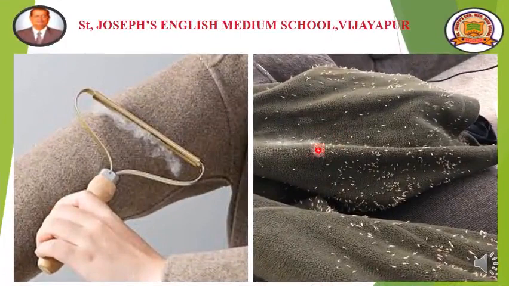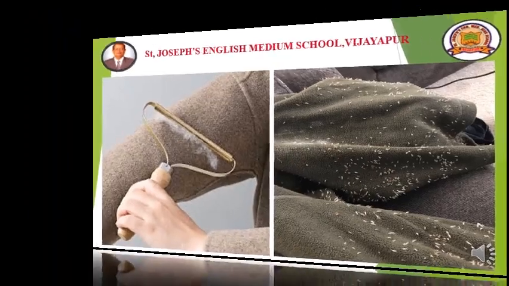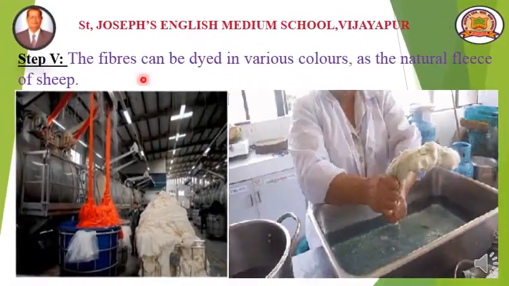Can you see a burr on your sweaters? Yes, these are removed from the fibers in the fourth step. Let us see what happens in the fifth step.